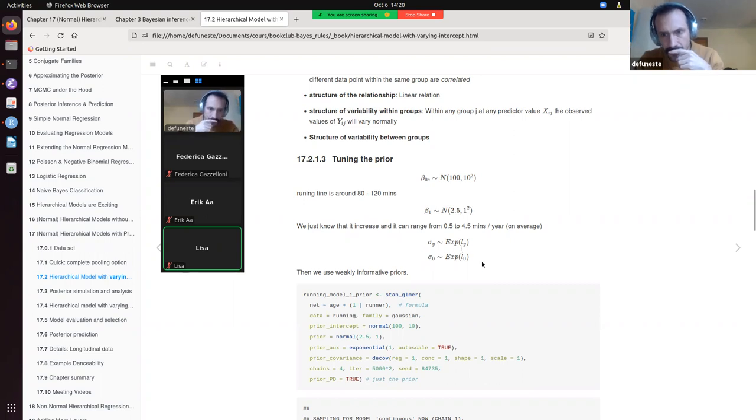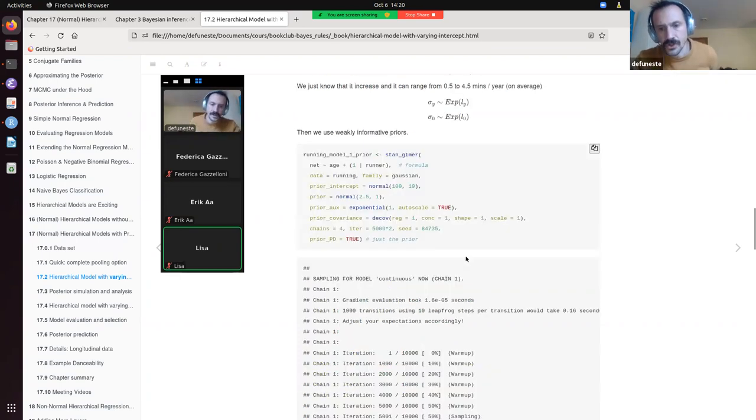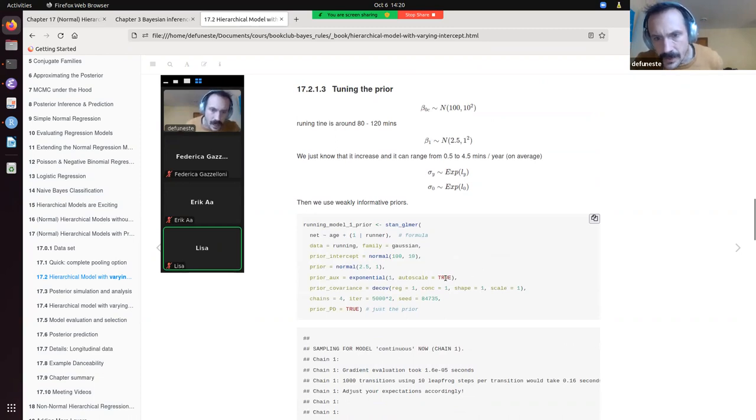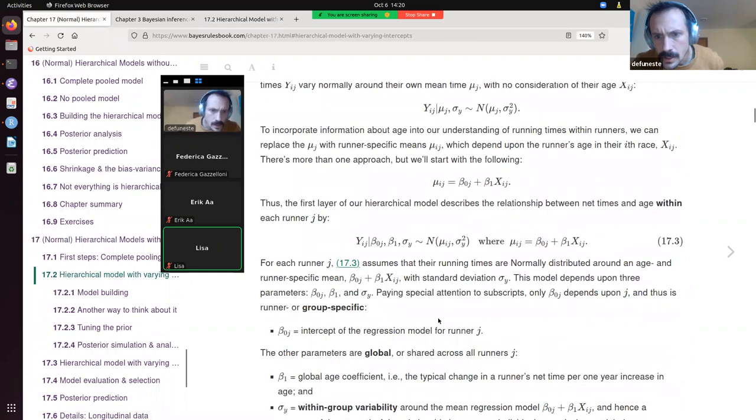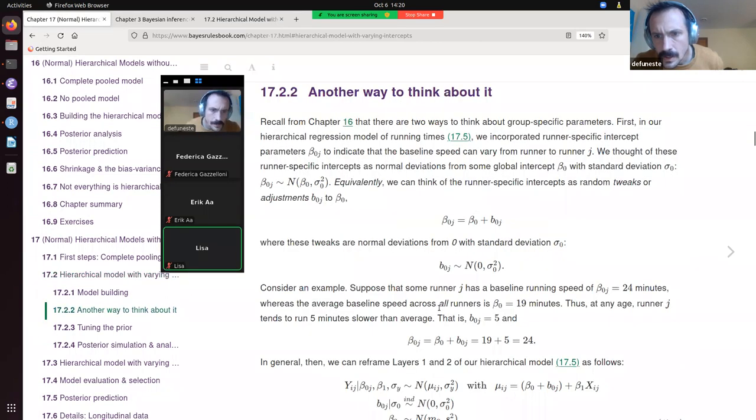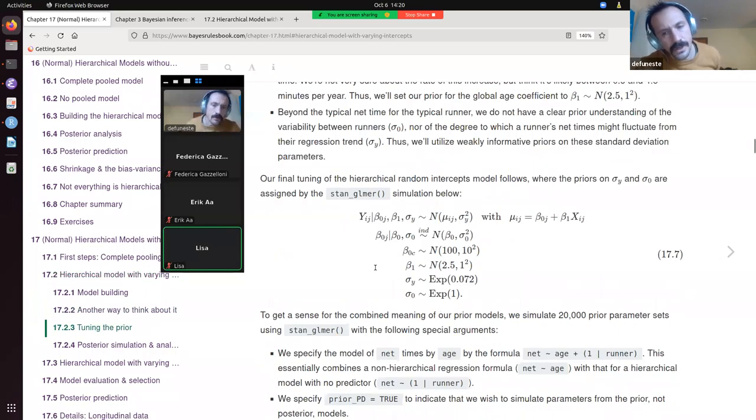And then for these two, we have no concrete idea how this fluctuates, so we'll go with very weak priors. Let me see which were the ones. This is this one. Yes, so we just reused the same exponential, and an even broader exponential prior for the variation, which is the variation of the intercept.